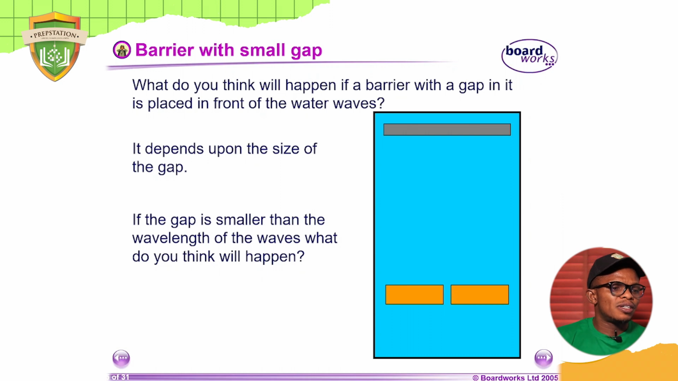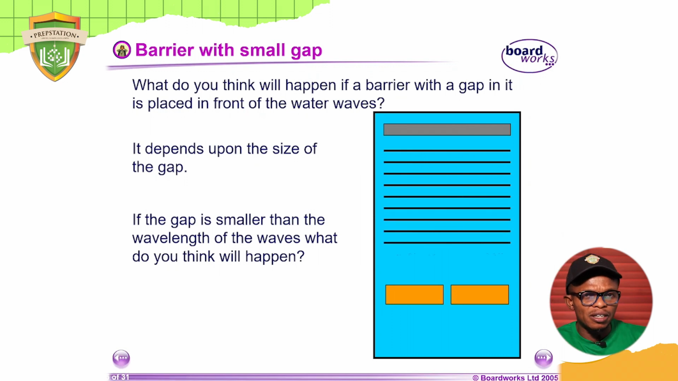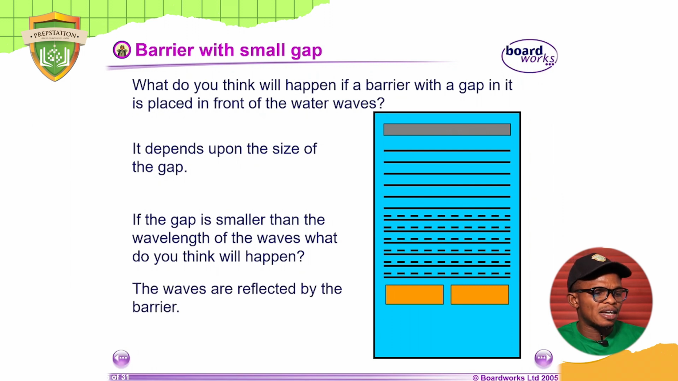Now, it depends on the size of the gap. If the gap is smaller than the wavelength of the waves, what do you think will happen? I think I've just explained that. Because the wavelength and the diffraction rate are directly proportional, if the gap is smaller than the wavelength, I don't think there will be diffraction. Now look at the animation. I've generated the waves. The waves are traveling. It gets to the barrier. What happened is the waves are reflected back.